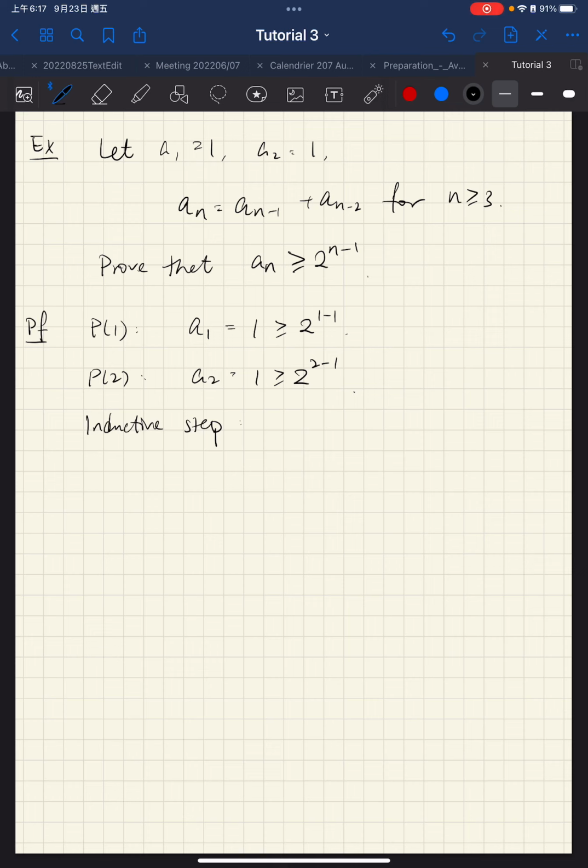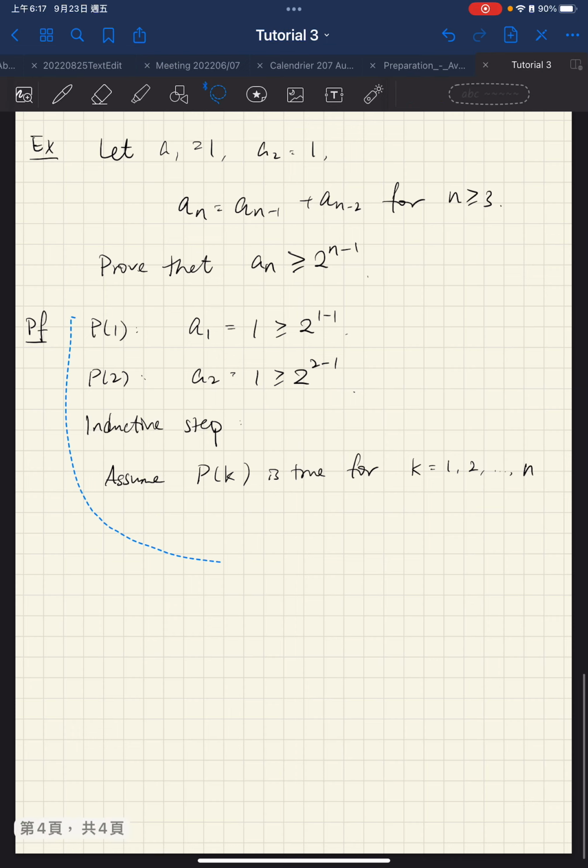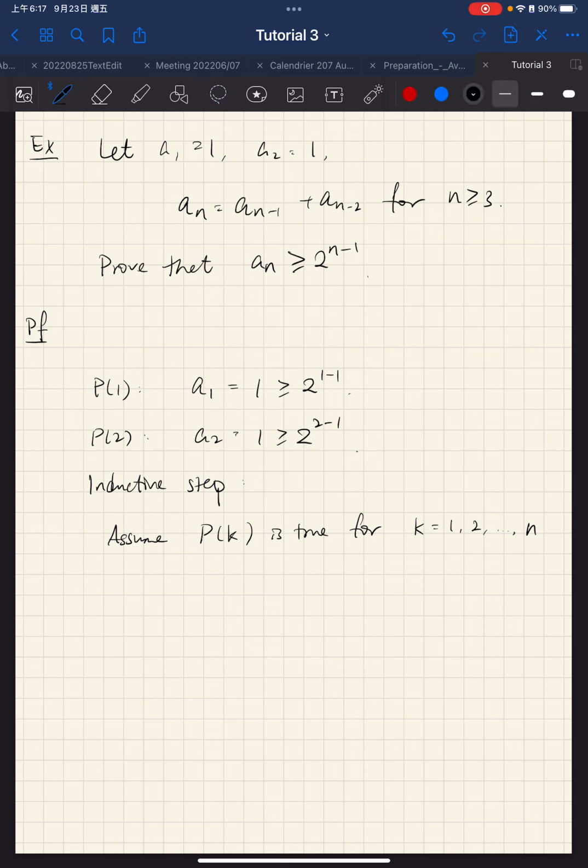For the inductive step, we have as follows. Assume Pn is true for n equals 1, 2 until Pk is true. That's my fault. Let me write down the statement first. Pk is a statement where ak is larger than 2 to the k minus 1. This is our statement. So assume Pk is true for k equals 1, 2 until n. So what can we say about Pn plus 1?